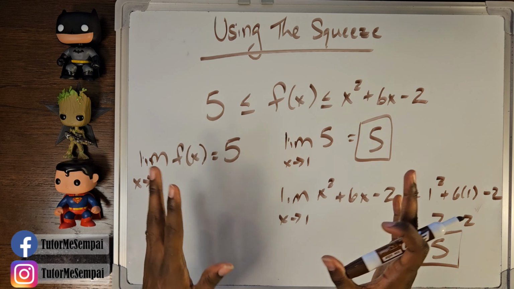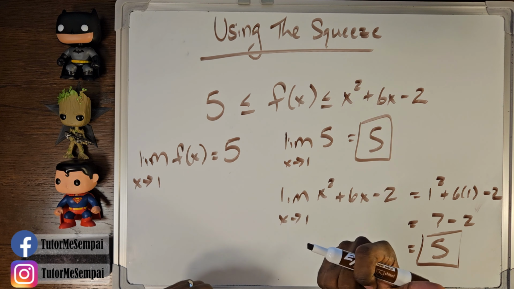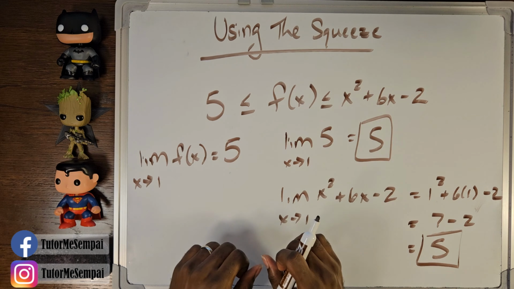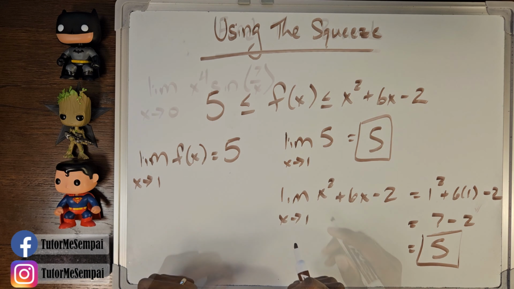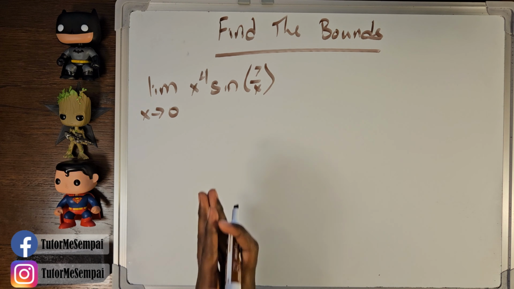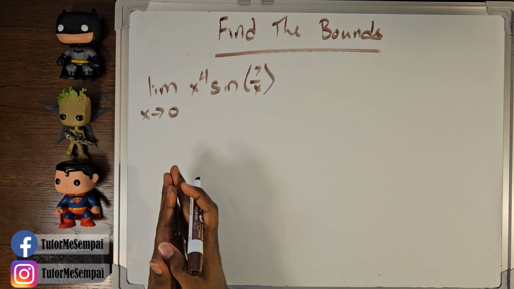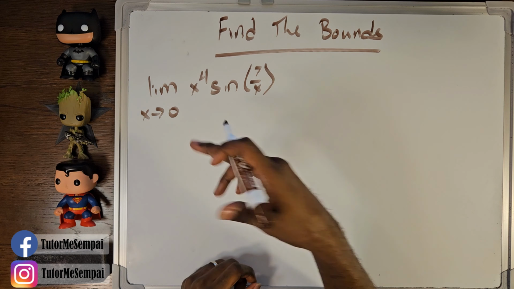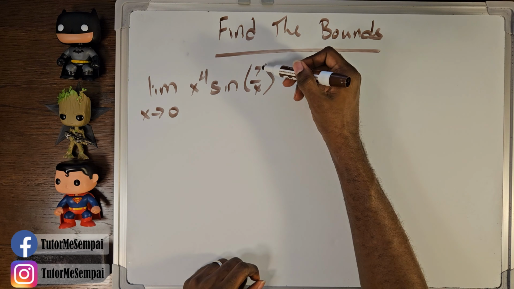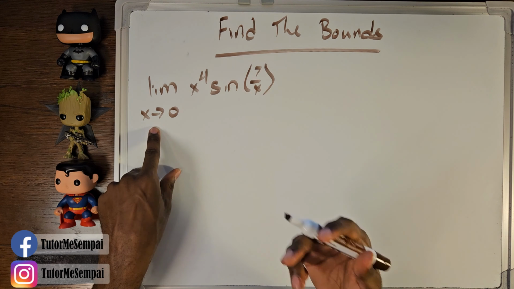So in this example, I gave you the bounds. Let's try one more example, a little bit more involved than this, in which we have to find our own bounds. Let's say we have an example that looks a little something like this. Now, this looks a little scary. We have the limit of x to the 4th times sine of 7 over x as x goes to 0.